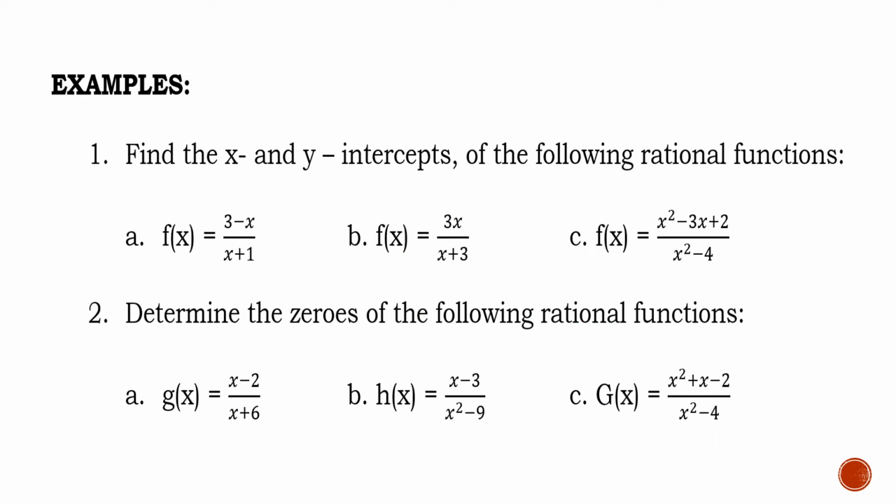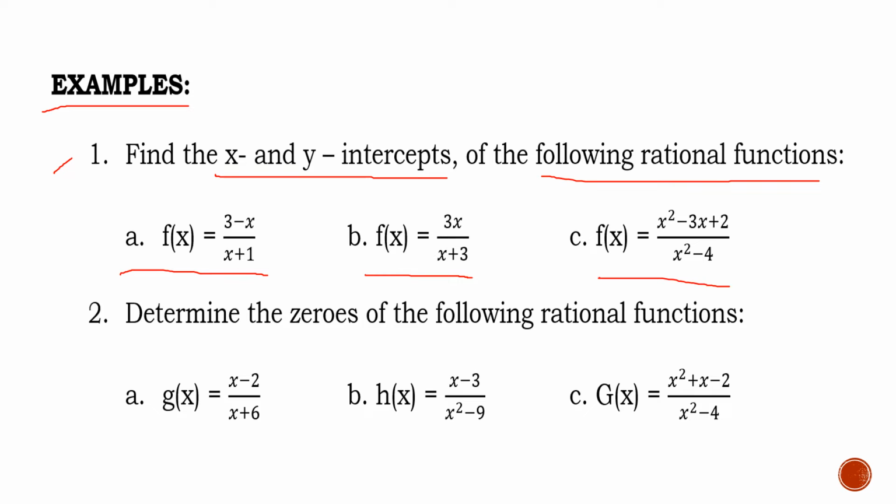So for us to visualize more what will be the value of your x and y intercepts, the zeros of the given rational functions, let's deal with these examples. For number 1, we're asked to find the value of your x and y intercepts of the following rational functions. Letter a, f of x is equal to 3x over x plus 1. Your b here is f of x is equal to 3x over x plus 3.